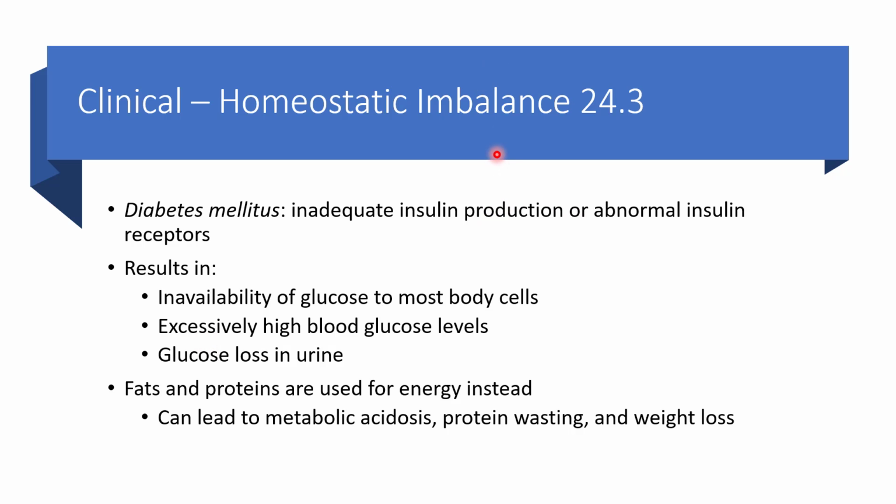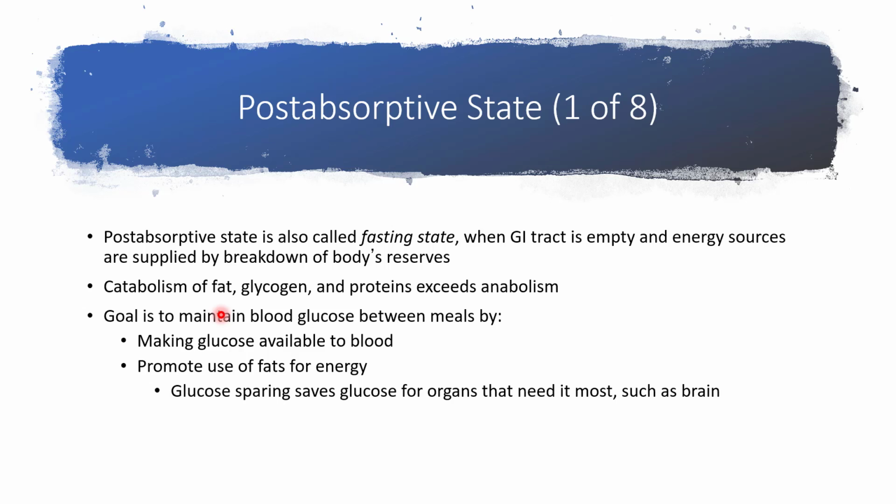Let's take a look at some homeostatic imbalance. Diabetes results in inadequate insulin production or abnormal insulin receptors, and they result in the unavailability of glucose to most body cells, and that's not really good. And so glucose now is going to be floating in the blood, which will eventually lead to excessively high blood glucose levels, and glucose also lost in the urine. So you got sugar in the urine. Fats and proteins are pretty much used for energy instead of glucose, which can lead to metabolic acidosis or protein wasting and weight loss. So that's in the absorptive state.